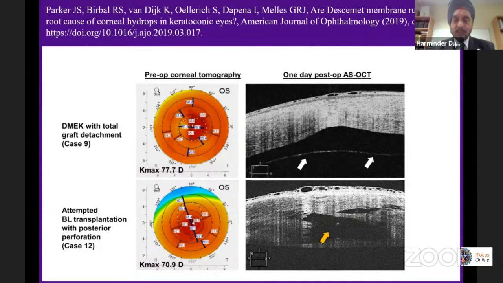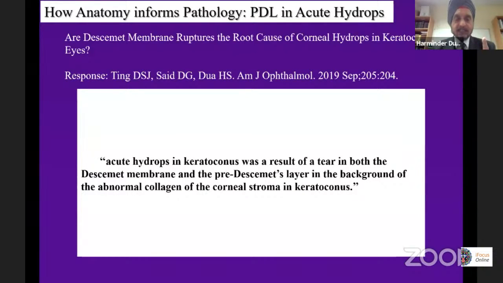Now, there's still a catch, and some of you may be thinking about this. If you take a normal eye and you put a cut posteriorly in the Descemet and pre-Descemet layer, put it on an artificial anterior chamber, and you pump up the pressure, you never get acute hydrops. This is an eye bank eye. So what's different? I think what's different is that this rupture has to occur in the context of the abnormal collagen and glycosaminoglycans of a keratoconus cornea.